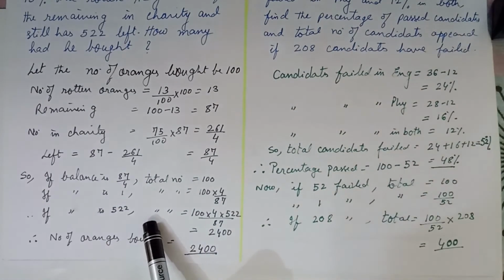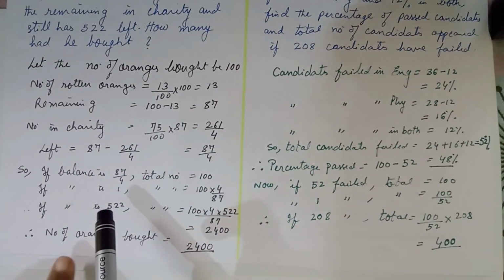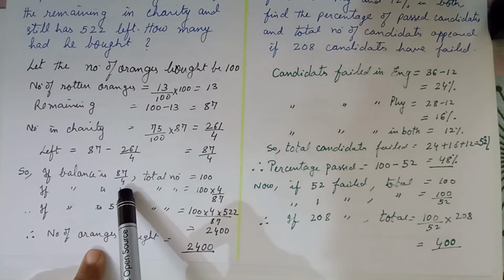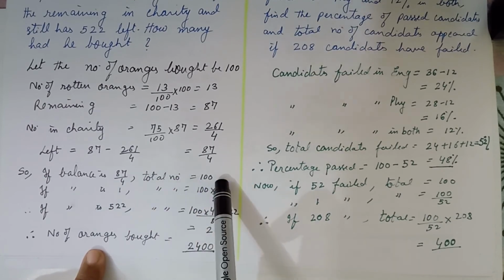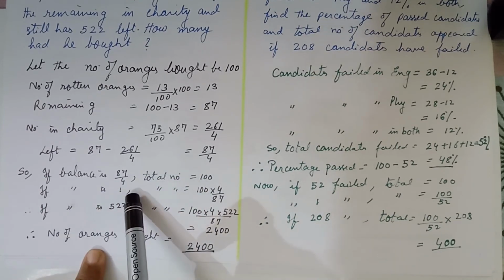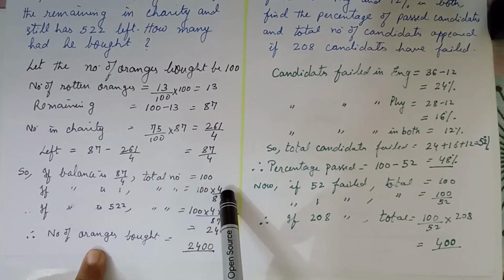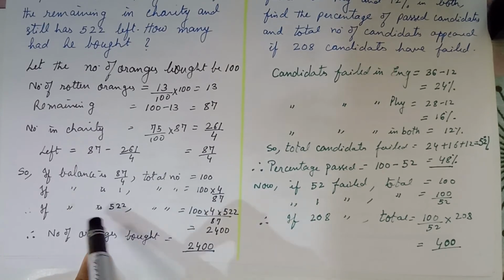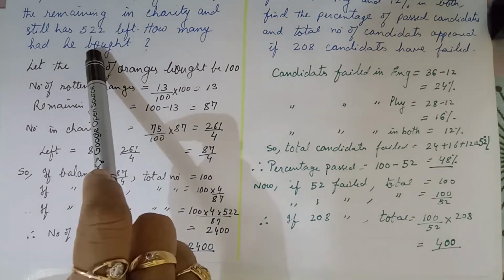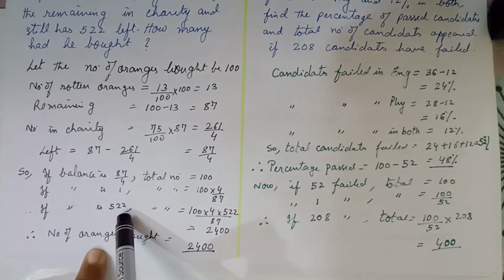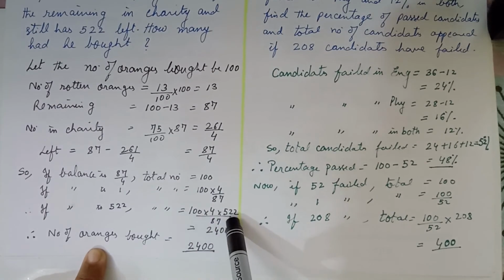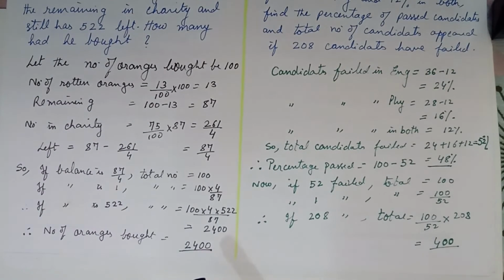Now we come to the unitary method. If the balance is 87 by 4, the total number was 100. If the balance is 1, the total number is reciprocated, 4 by 87. But the actual balance according to the question is 522. So the original number is multiplied and it is 2400.